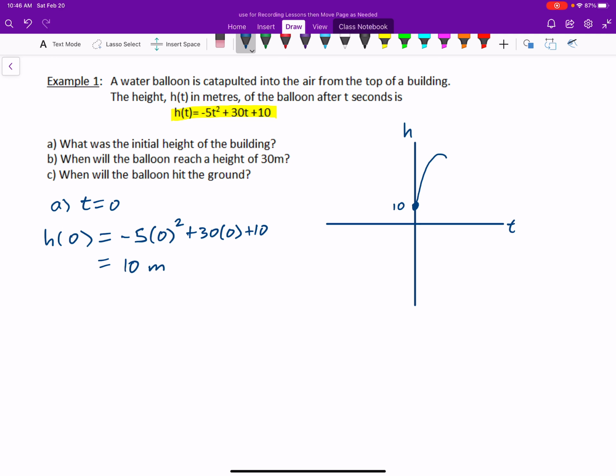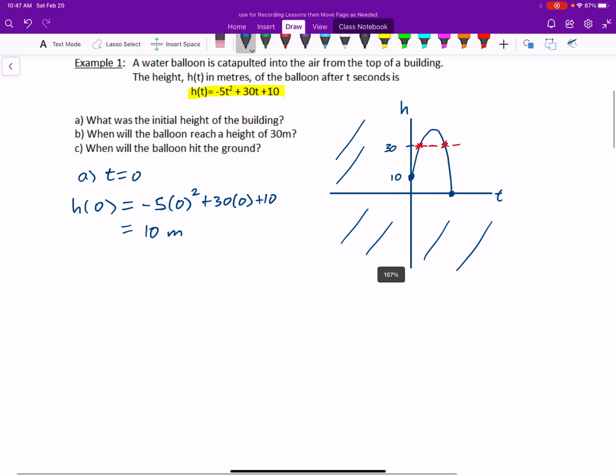And it's going to come down. I don't know how high it's going to go, but I assume it's going to go at least 30 meters since the question asked for that. So let's just say that 30 is about here. Okay? So when is it going to get to be 30 meters? Well, if you think about it, assuming that 30 isn't the vertex, it's going to hit 30 meters at 2 different times. It's going to hit 30 meters on the way up and on the way back down.